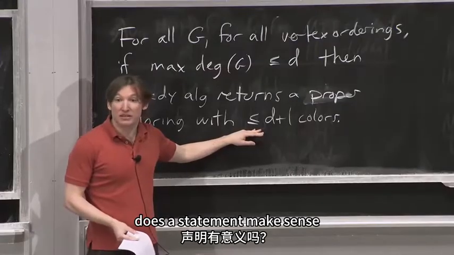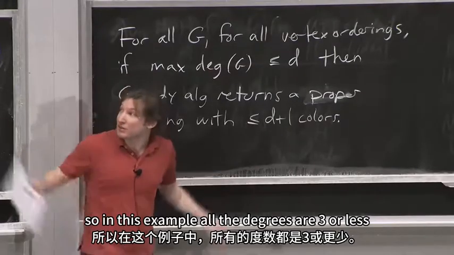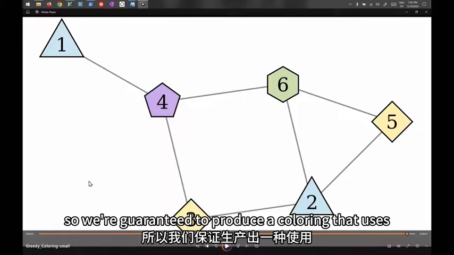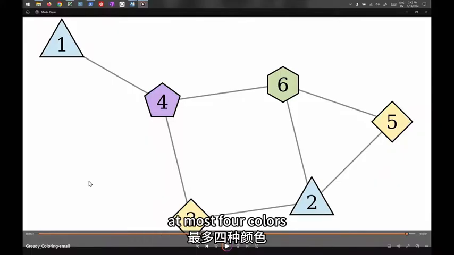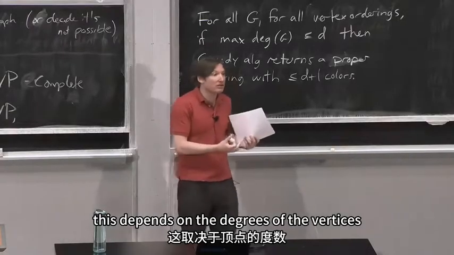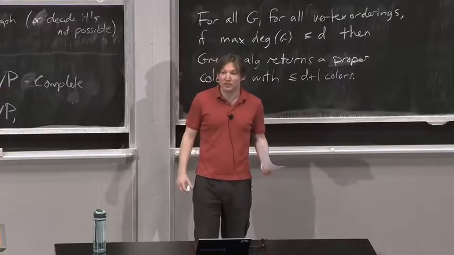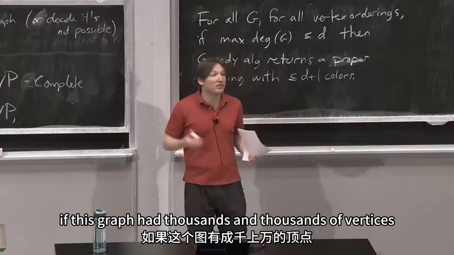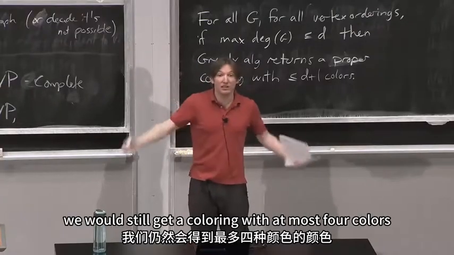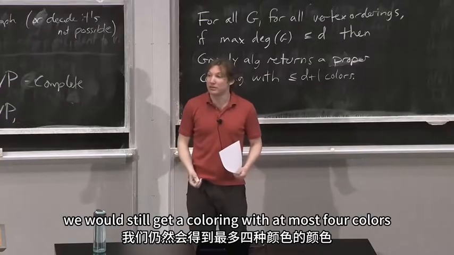Does the statement make sense? So in this example, all the degrees are 3 or less. So we're guaranteed to produce a coloring that uses at most 4 colors. And I want to emphasize this depends on the degrees of the vertices, not the number of vertices. If this graph had thousands and thousands of vertices, but all the degrees were 3 or less, we would still get a coloring with at most 4 colors.